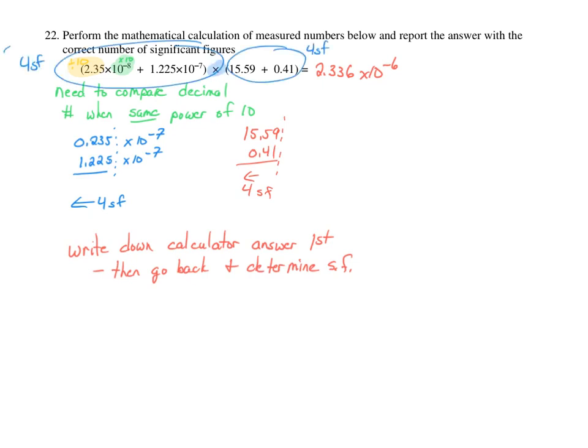Now, for multiplying one number with 4 sig figs by another number with 4 sig figs, we can justify 4 sig figs in our answer. And coincidentally, the calculator answer in this problem is also the correct answer.